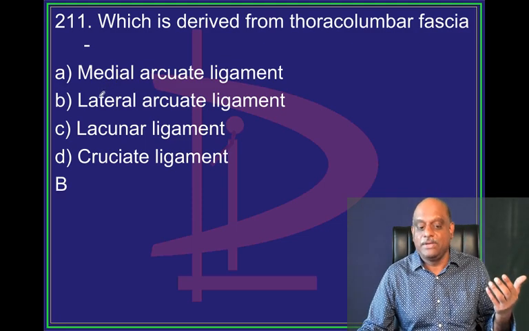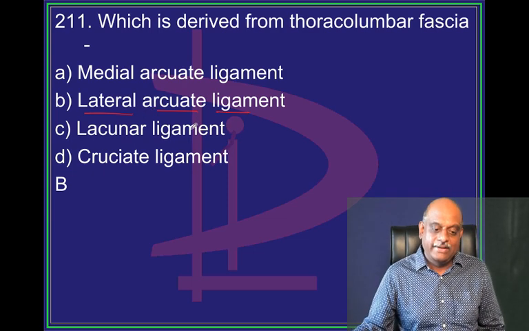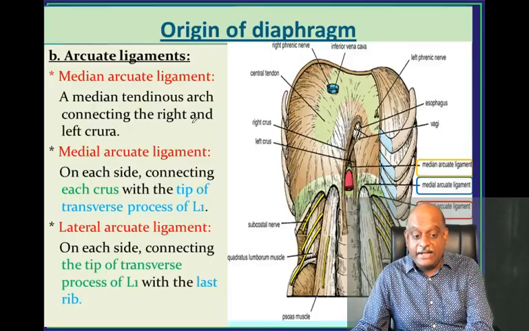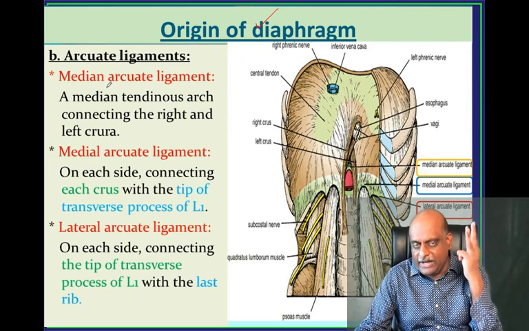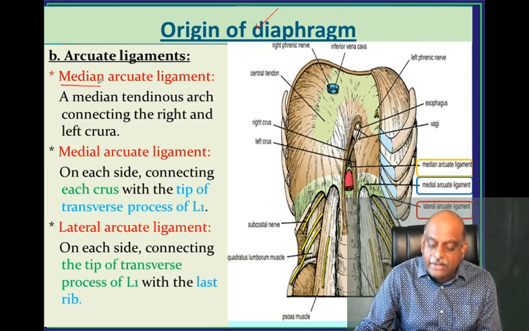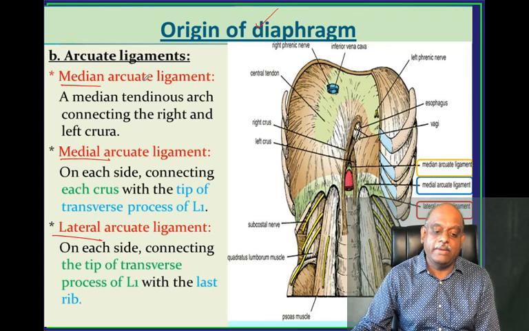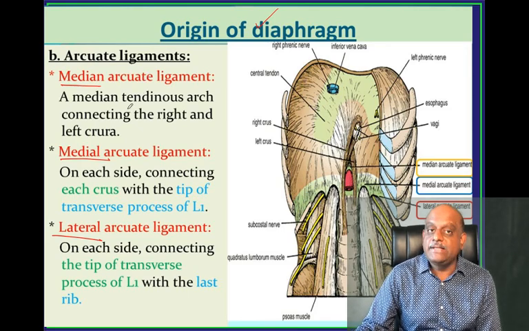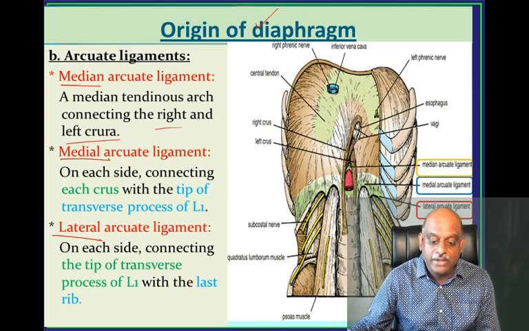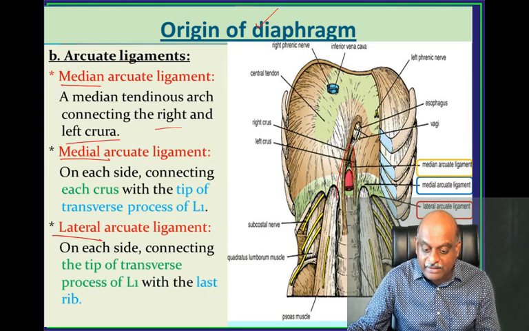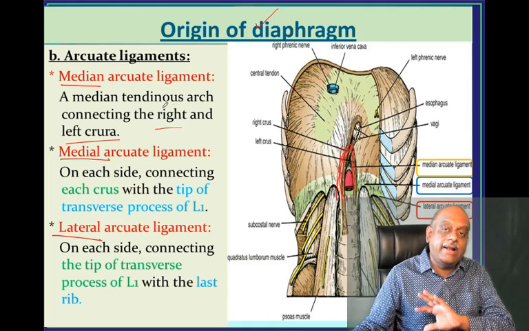Thoracolumbar fascia typically gives origin to the lateral arcuate ligament. So there is some tension here, what is it? How is the diaphragm created? There are 3 arcuate ligaments that lead to the diaphragm: median arcuate, medial arcuate, lateral arcuate. The median arcuate ligament is basically a tendinous arch which is connecting the right and left crura. The median one, you see here, connects the right and left crura.